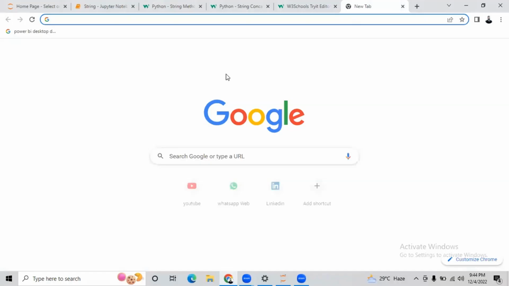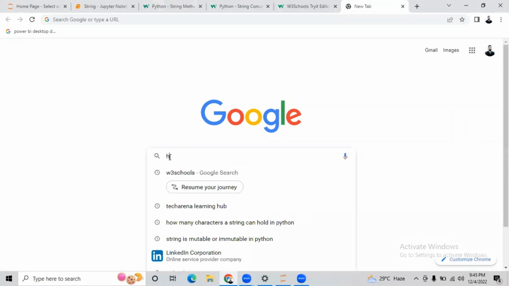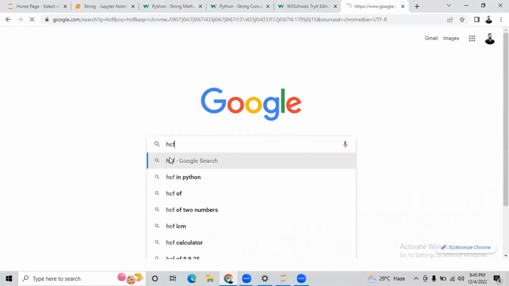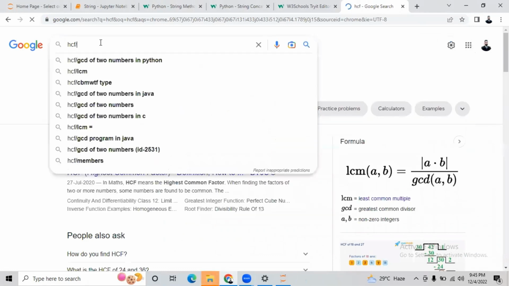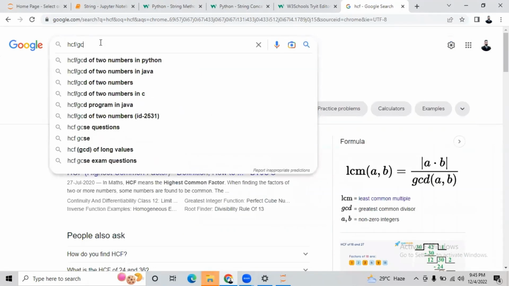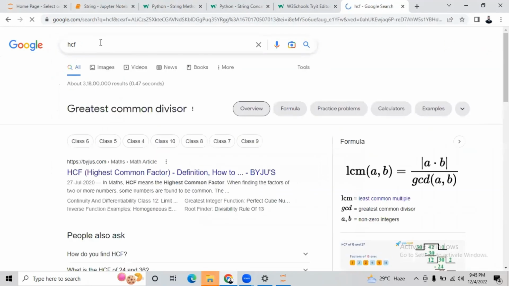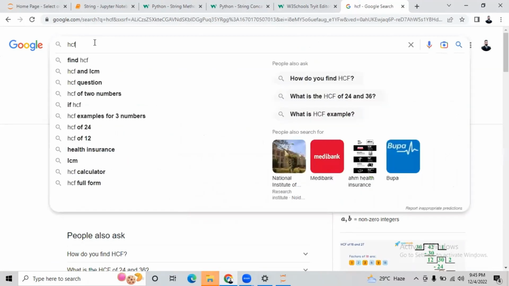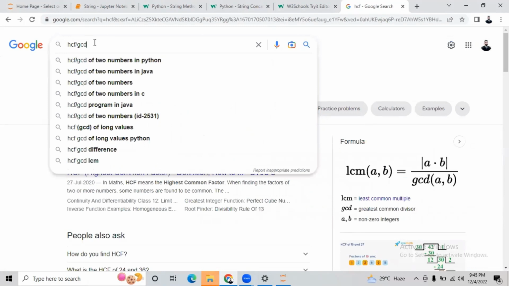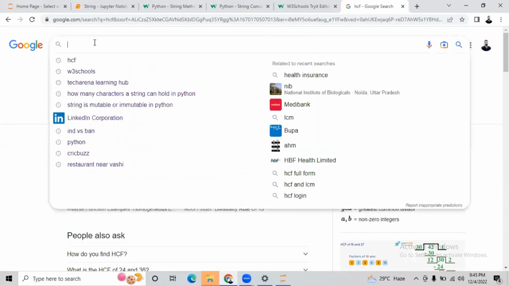What is HCF? You know HCF stands for highest common factor, okay? Greatest common divisor, GCD. We can call it GCD or HCF. HCF means highest common factor and GCD stands for greatest common divisor. Both mean the same thing. Whether someone asks you the GCD of two numbers or the HCF of two numbers, the answer will be the same, okay? Got it?